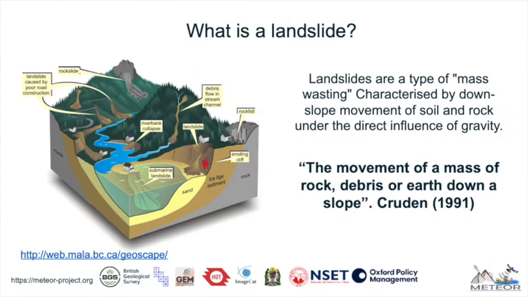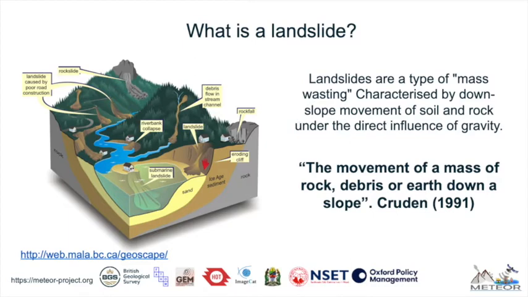So, what is a landslide? Landslide is an umbrella term that covers a wide variety of processes, but simply put, it is a type of mass wasting, commonly defined as a downslope movement of soil and rock under the influence of gravity. There are a number of definitions used in the literature, but this one by Cruden is often quoted.